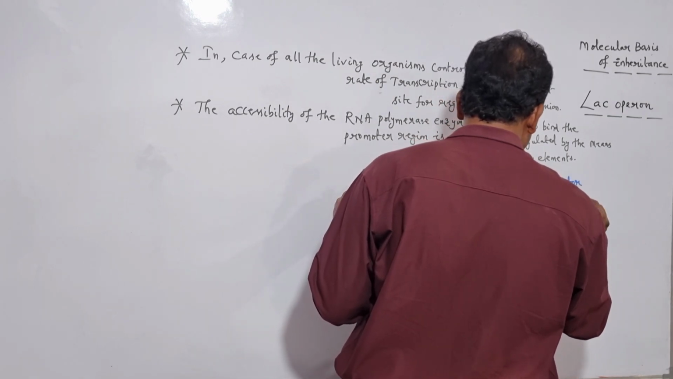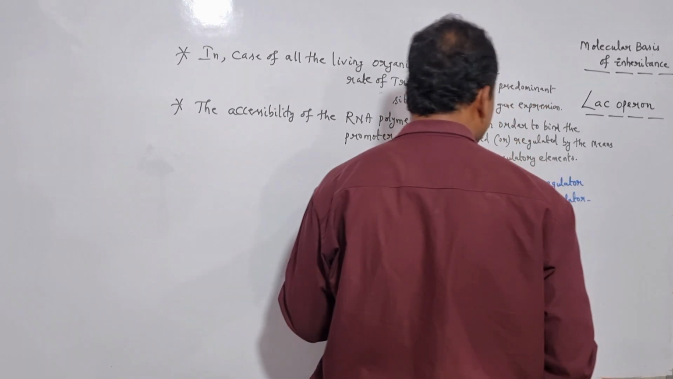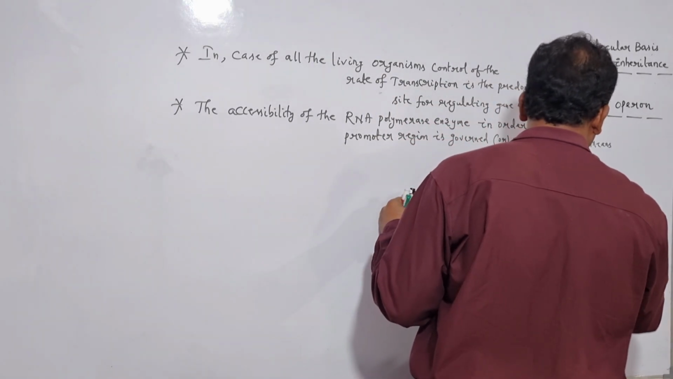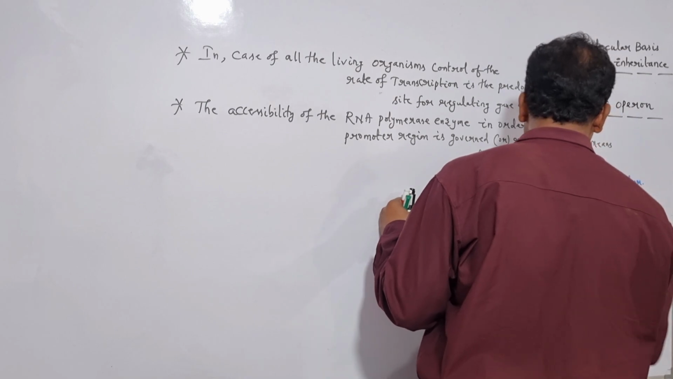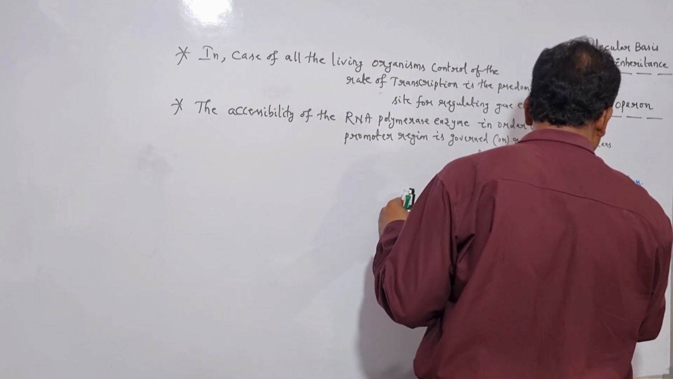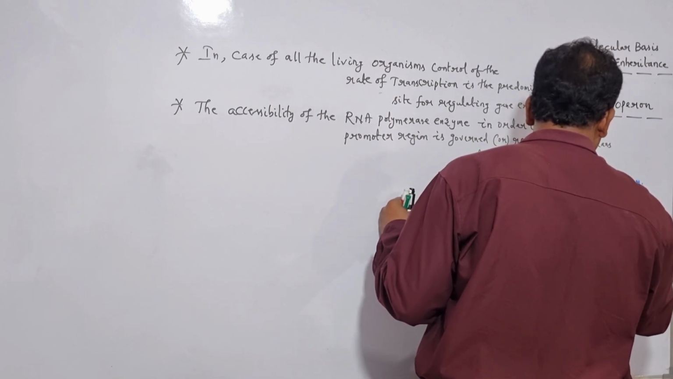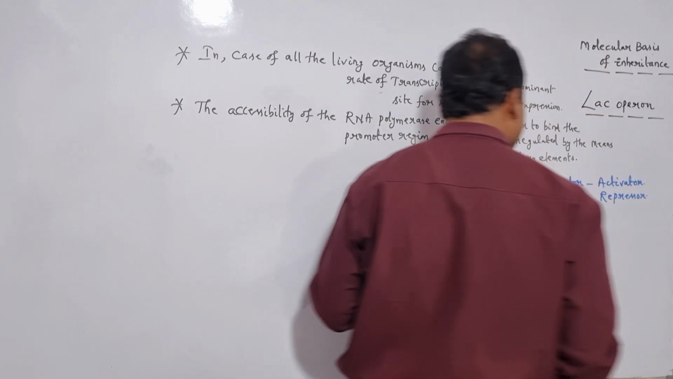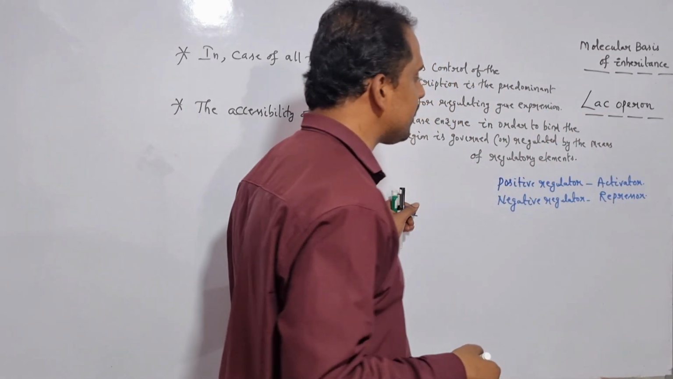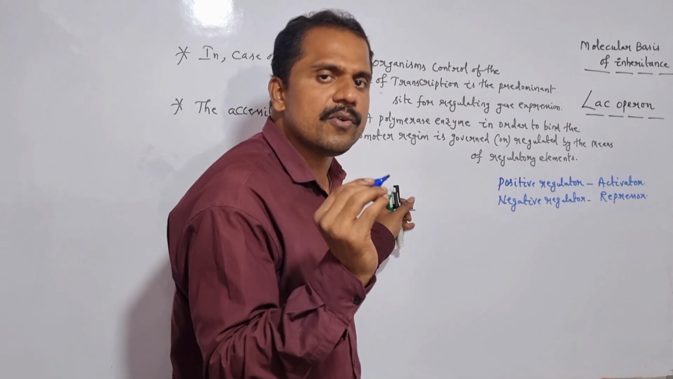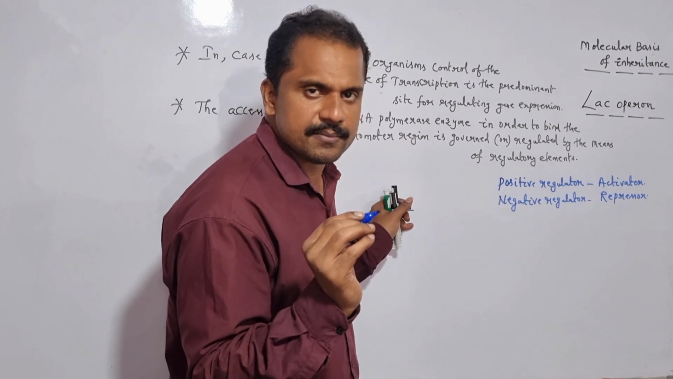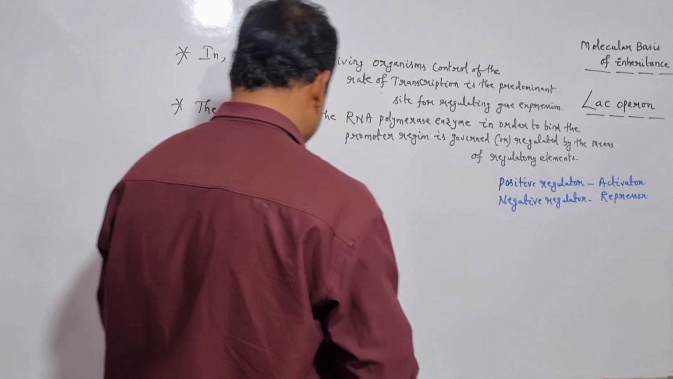So here the positive regulator is nothing but the activator, whereas the negative regulator is nothing but the repressor. Always the positive regulator, known as activator, has higher affinity to bind to the promoter region in case of the operon concept. Is it clear? So let me write it here.